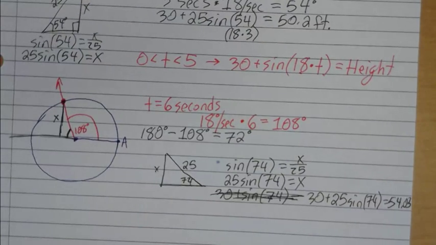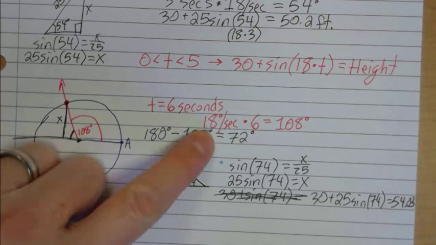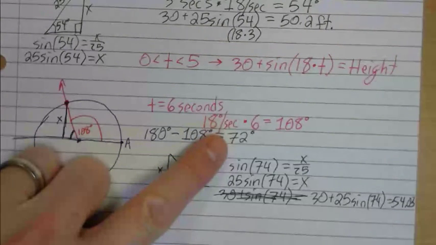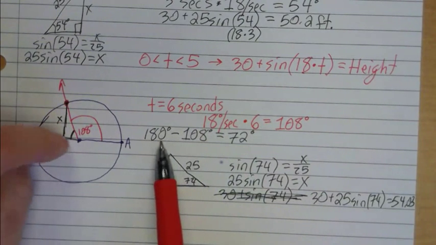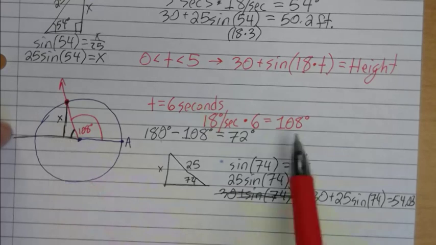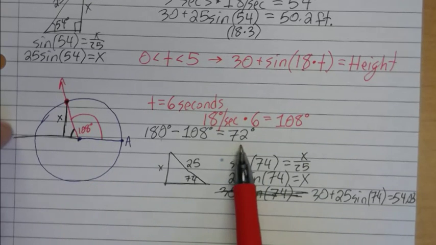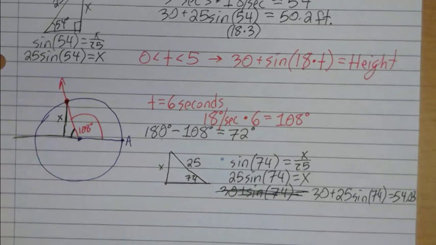So that 74, we got the 108, remember, from doing 18 times 6. That kind of looks similar to what we did before. The difference was, we had to do 180 degrees to go backwards from the half circle to get the 72 degrees. So we could use the right triangle trig that we already know. Now, if I'm doing this with other angles, I can do the same thing.